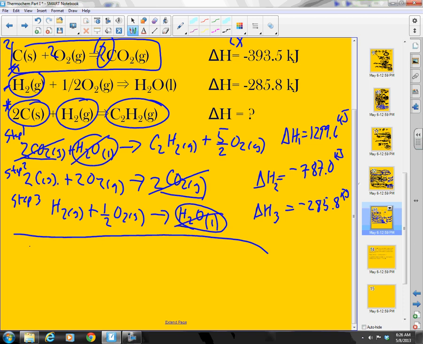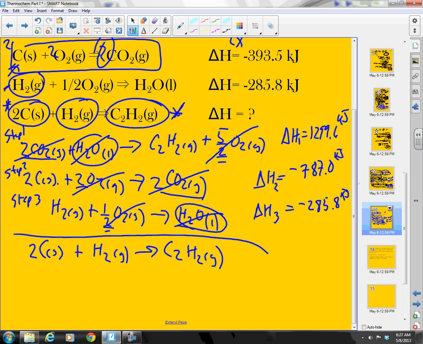What else do I have? Well, I have 2 carbon, right? And I have 2.5 oxygens, and 2.5 oxygens are equal to 5 halves oxygen, so my oxygens cancel. And so I have 2 carbons plus H2 gas yields C2H2 gas, right? Is that what we're looking for? Hey, that's exactly what we're looking for. So all we have to do then is add these 3 steps.